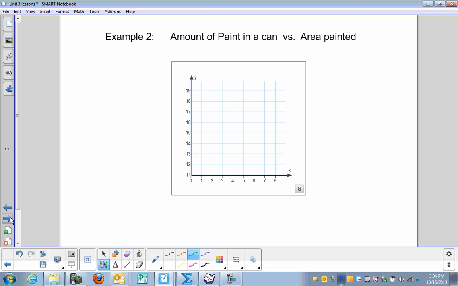Here are two different variables: the amount of paint in a can versus the area painted. The area that's painted is independent, so it goes on the horizontal axis, the x-axis. The amount of paint in a can is the dependent variable. The amount of paint I have in my can depends on how much I've painted. So I start with a full can, and as the can gets empty, the amount that I've painted increases. So as the amount of paint in the can decreases, the amount of area I've painted increases.